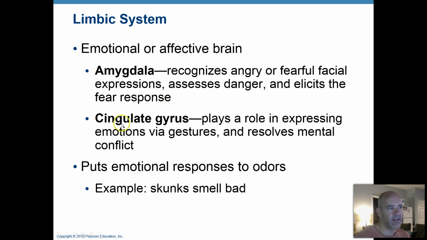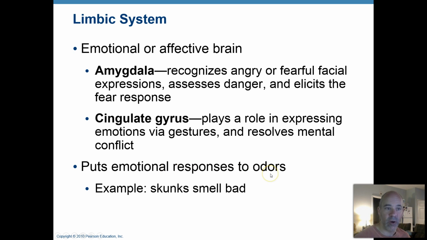There's also a section of the limbic system called the cingulate gyrus. It's like a deep gyrus, a little hill down deep in there, between the two hemispheres of the brain. It's involved in helping us express our emotions via gestures, and also in resolving mental conflicts that we might have. Different parts of our brain have different interpretations and impressions of things, and the cingulate gyrus helps you resolve those types of discrepancies.